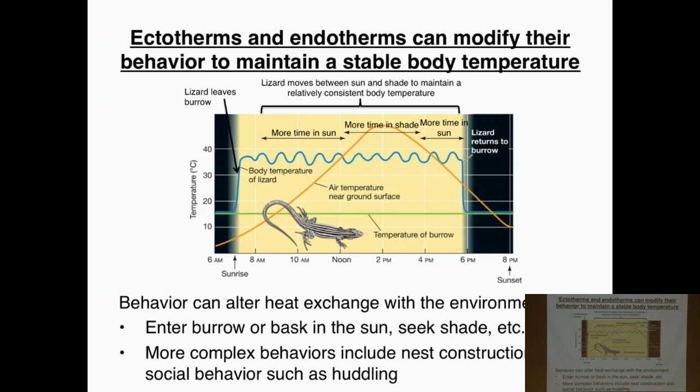Pretty consistently, though, what you see is that the animal's body temperature is a bit higher than the burrow. Why do you think that is? Yeah, there is some metabolic heat being produced. It's not very much. It's not enough to maintain the animal's body temperature much higher than the burrow, but it will cause it to be somewhat higher than the burrow.